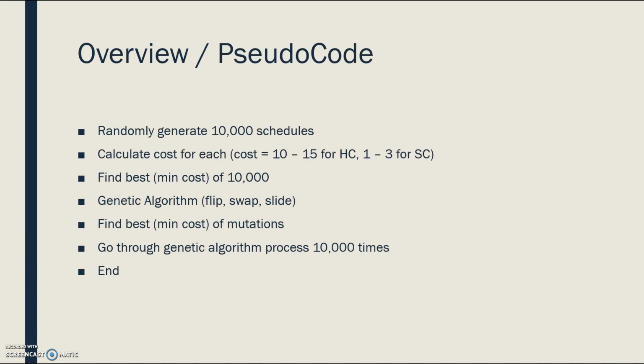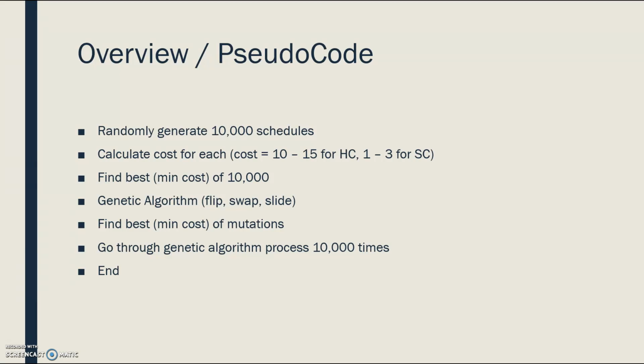And then the pseudocode that I have is that we're going to randomly generate 10,000 schedules and calculate the cost for each. For a hard constraint, the cost is going to be anywhere between 10 to 15. A soft constraint, though, is only going to have a cost from 1 to 3. So obviously the hard constraints are going to penalize that schedule more than a broken soft constraint. And then we find the best, which would be the minimum cost of those 10,000 schedules.